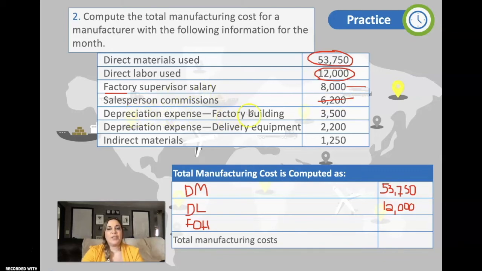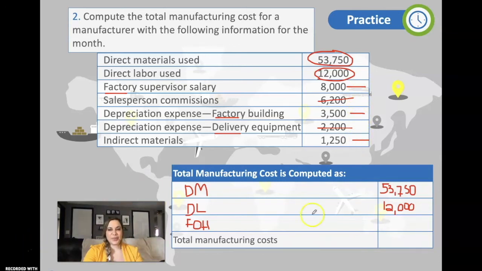Depreciation on the factory building has to do with the factory, right? So yes, this one here would be part of overhead. Depreciation on delivery equipment. Remember, delivery equipment has to do with selling the product. So this would not be part of overhead. Lastly, indirect materials. Is that part of factory overhead? Yes, it is. So factory overhead will consist of these 3 numbers here.